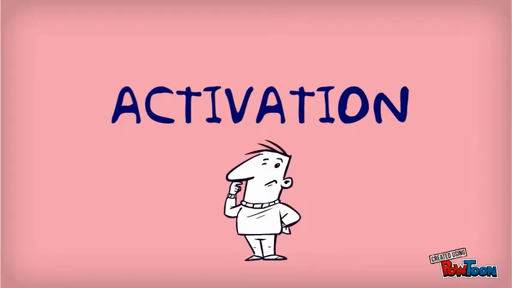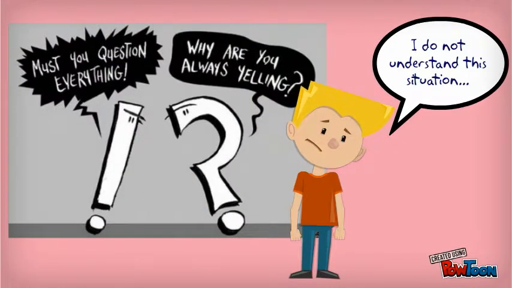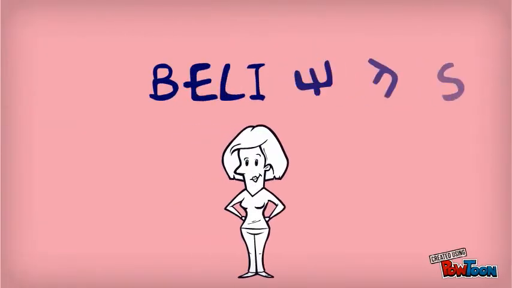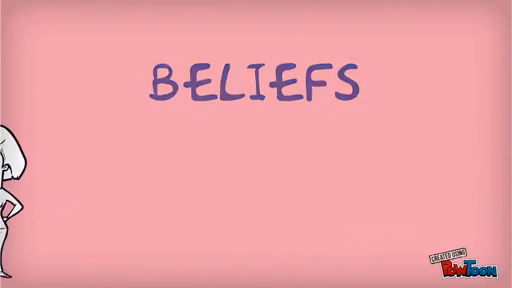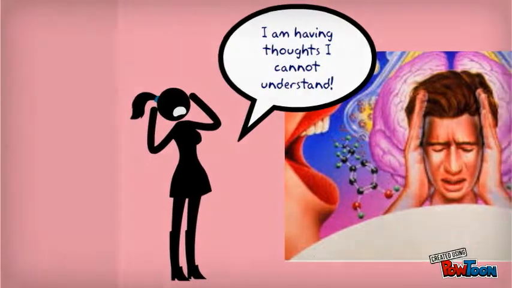The A stands for activation, which is usually an event. For example, someone may speak loudly to the schizophrenic individual. This activation leads to the B, which stands for beliefs. These beliefs are based on what the individual infers and attributes from the information presented by the event. For example, they may feel that being spoken to in a loud voice is an act of aggression against them.